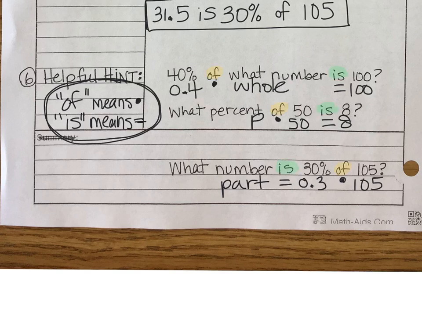So don't forget, the word of means to multiply. The word is means is equal to. When you are missing the piece in the multiplication problem, then you're either missing the whole or you're missing the percent. If you're missing the piece that is after or before the equal sign, you're missing the part. And to solve those, you solve them just like you would any other one-step equation.